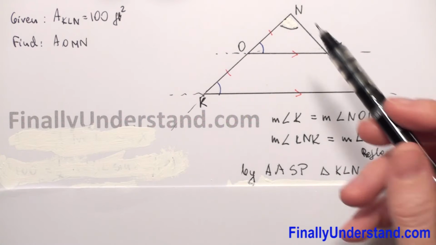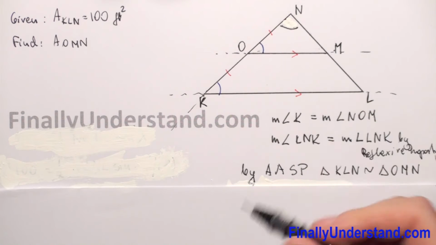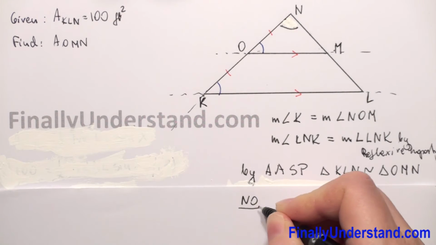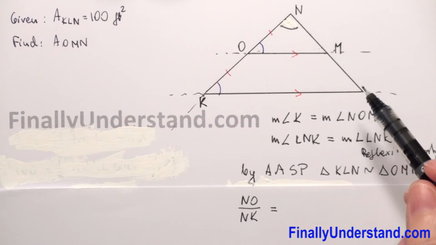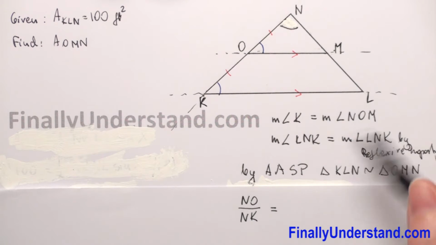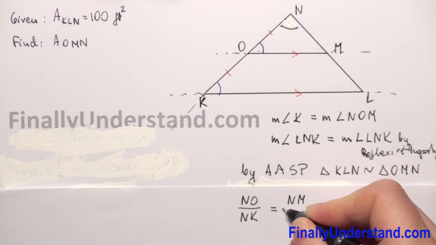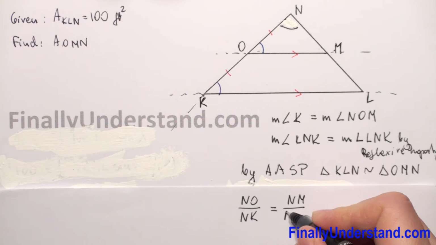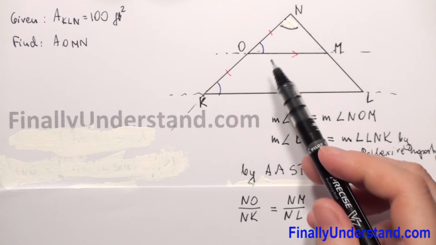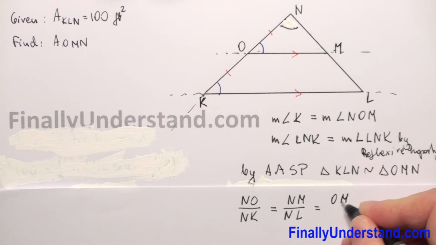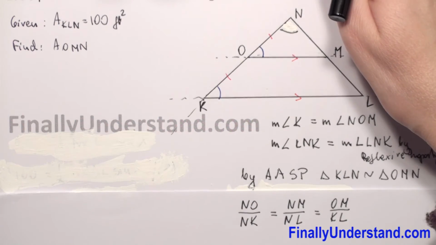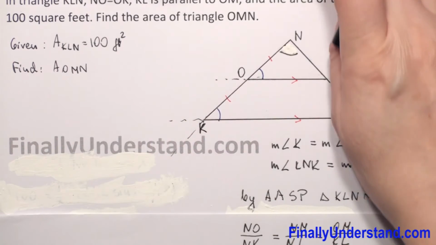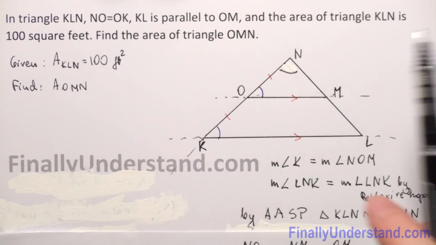So we can write that side NO is proportional to NK, and NM to NL, and also OM to KL. We have given that side NO is equal to OK.